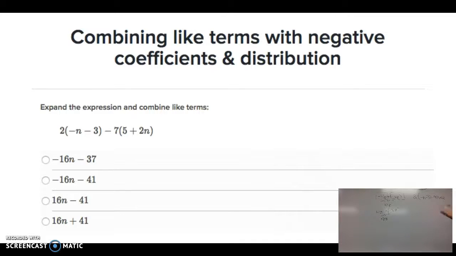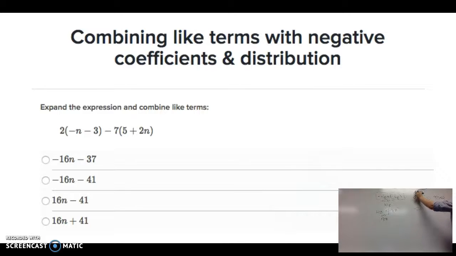So if you do that, you distribute this 2, just like the video said, we're going to multiply 2 times negative n. There's a 1 hidden in here. This is 2 times negative 1n. Well, 2 times 1 is 2, and then we have the n. But then this is positive 2 times negative, so this is negative, because a positive times a negative is a negative.